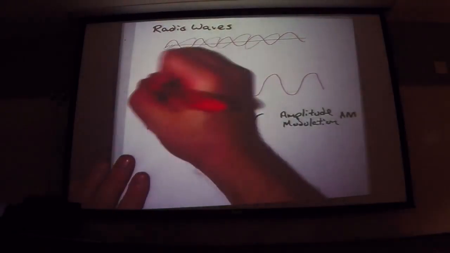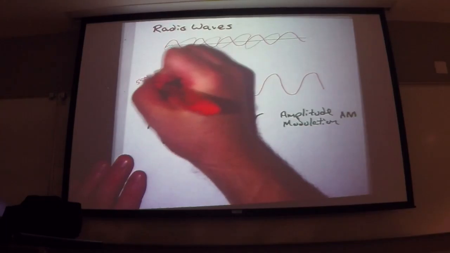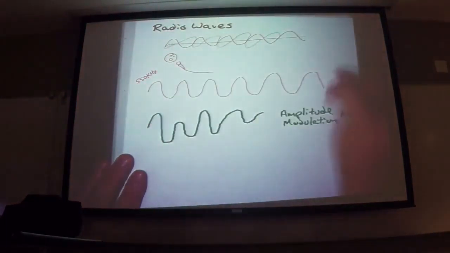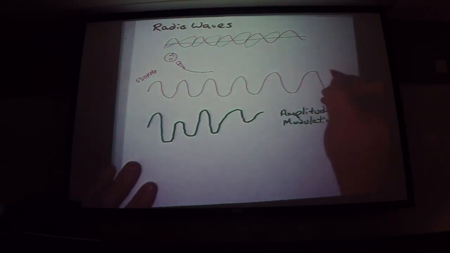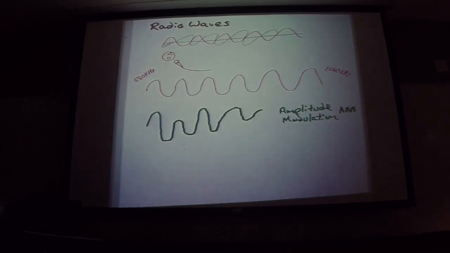It's from 550 kilohertz up to about 1060 or something like that. Somewhere at about 1060 kilohertz, which by the way is about 1 megahertz. Yeah, for the AM. Now there's a problem with AM.